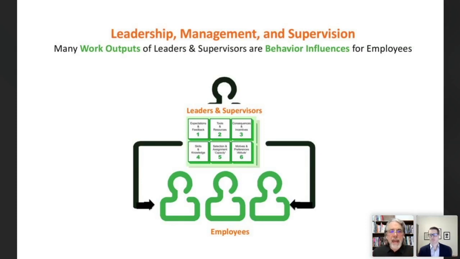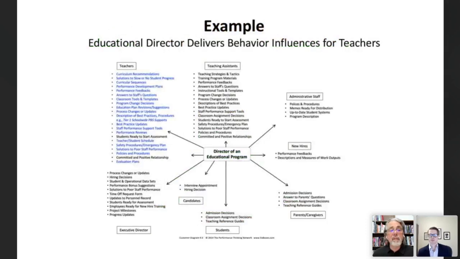Shifting into leadership and management, one of the interesting things to think about is if you're a leader, manager, or supervisor, a lot of your outputs are behavior influences for the people that you supervise, manage, coach, lead. So this is a kind of funky visual, but notice you've got the leaders and managers. They sort of have control over those behavior influences, and they're arranging those conditions for their employees. In fact, in our webinar in January, we're going to talk in a lot more detail about this.